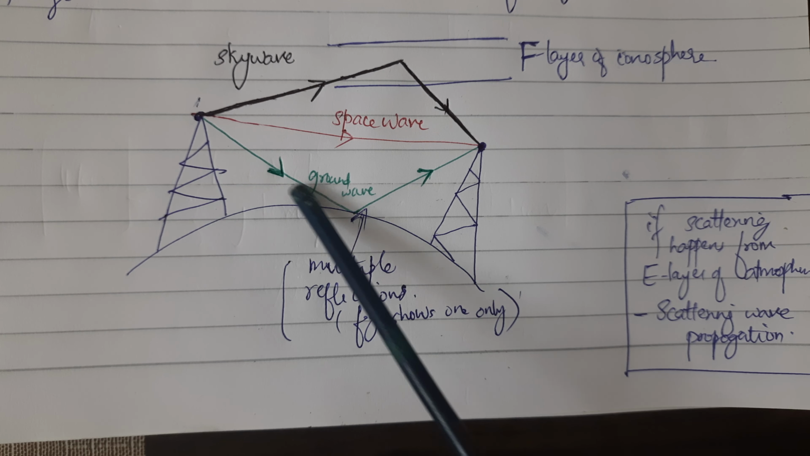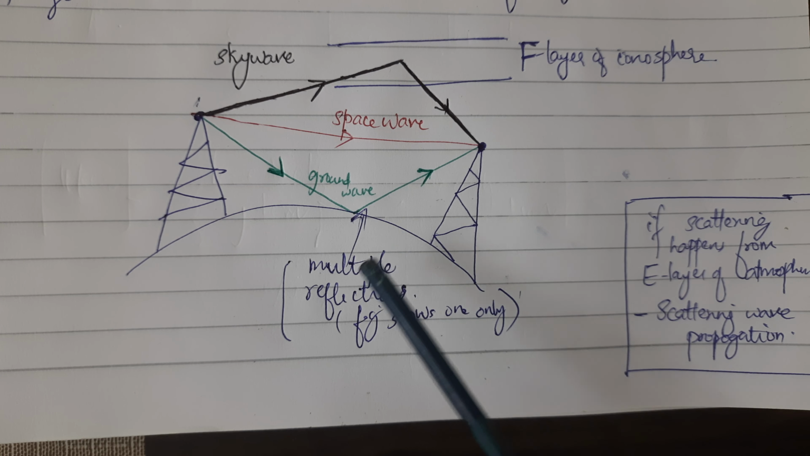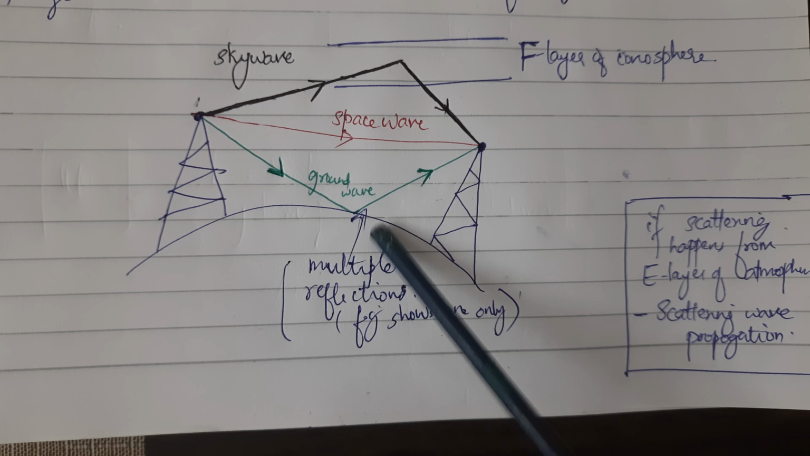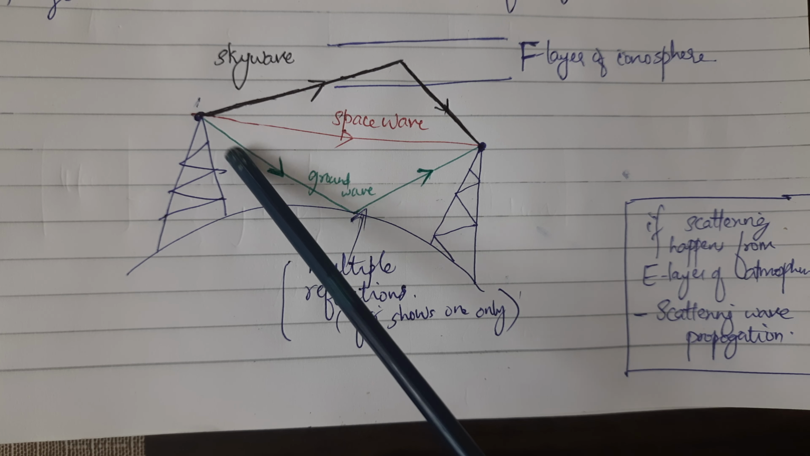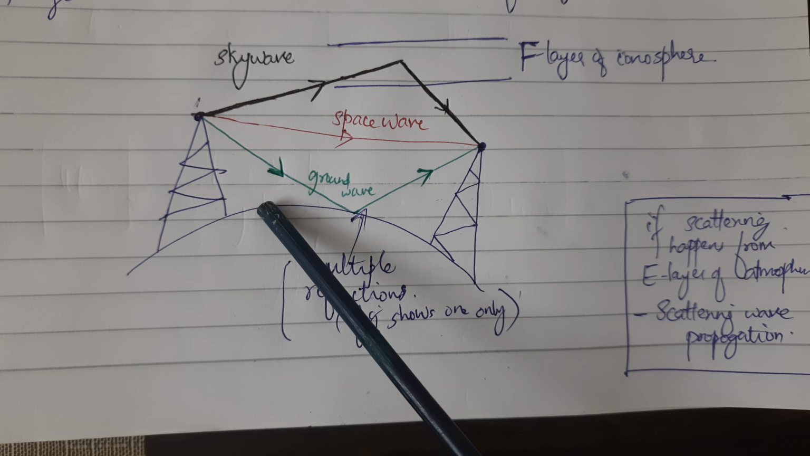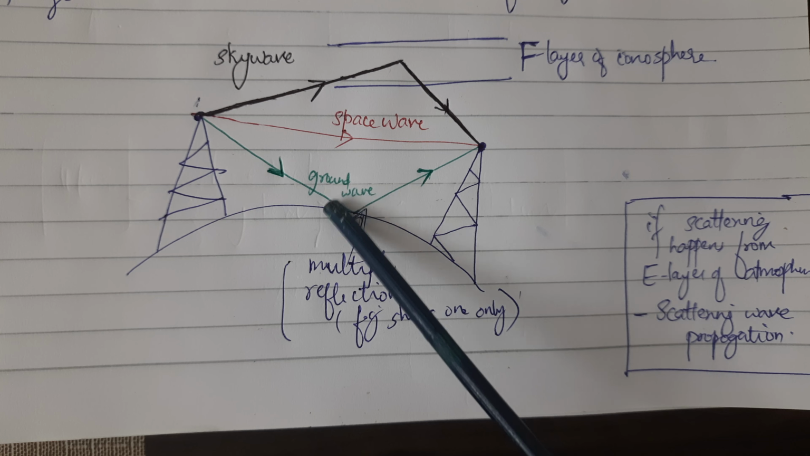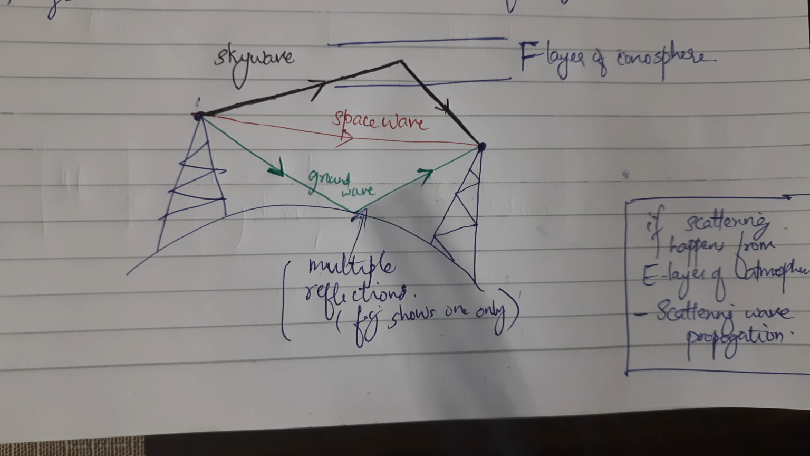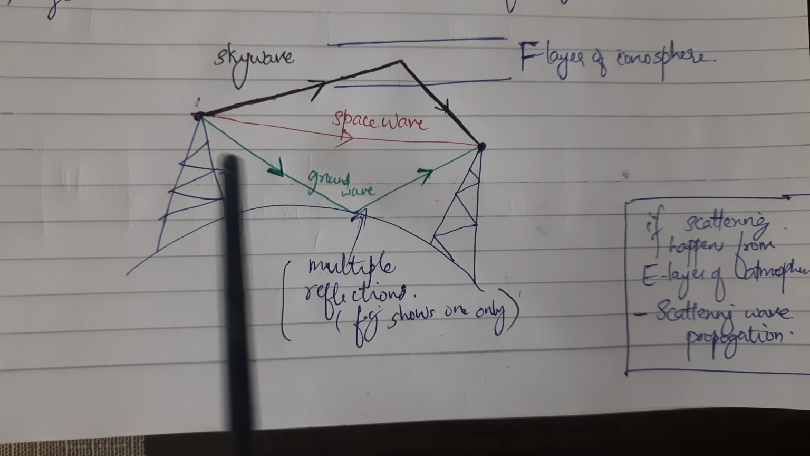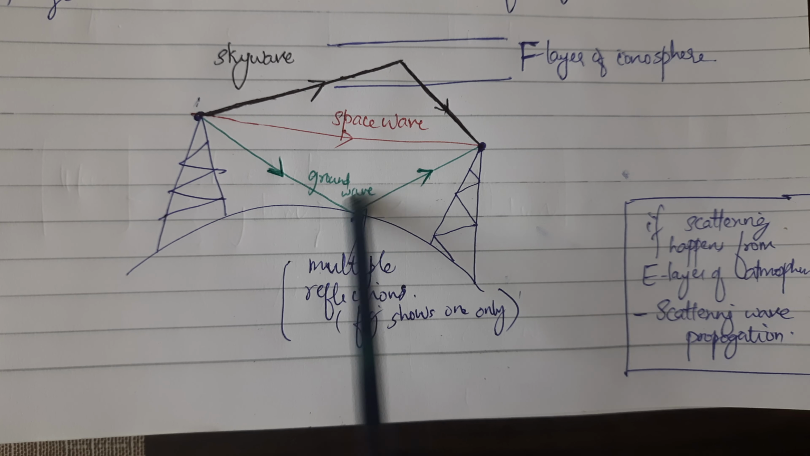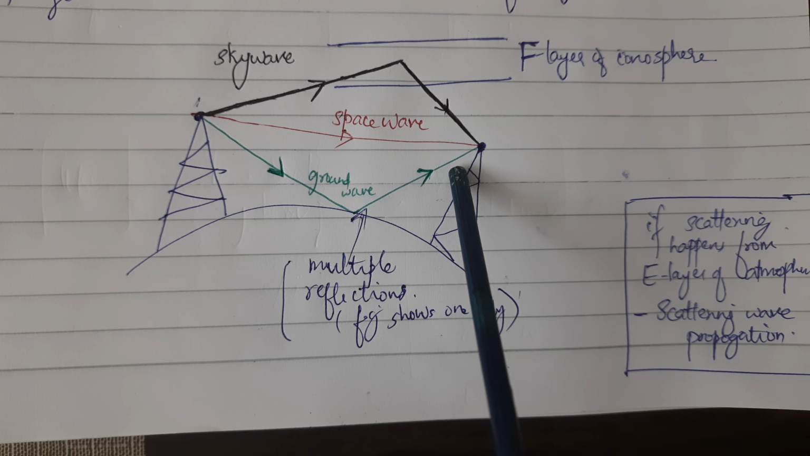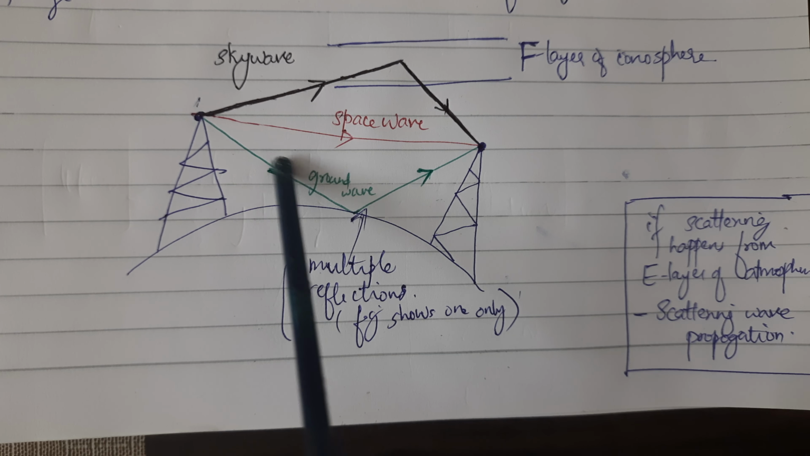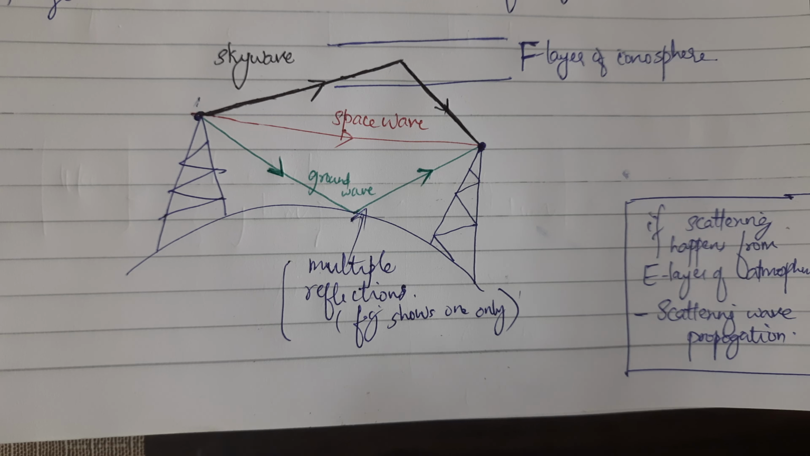Here I have shown it reflected only one time, but generally multiple reflections happen, and sometimes the signal will reflect here, then go to another antenna and reflect again, and like that it will reach the endpoint. The name ground means it touches the ground for reflecting and then reaches the destination. So this is how ground wave communication happens.